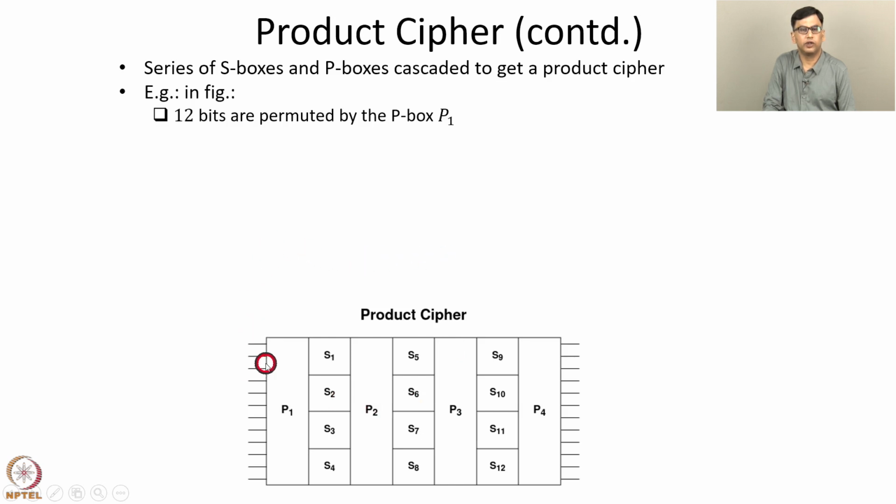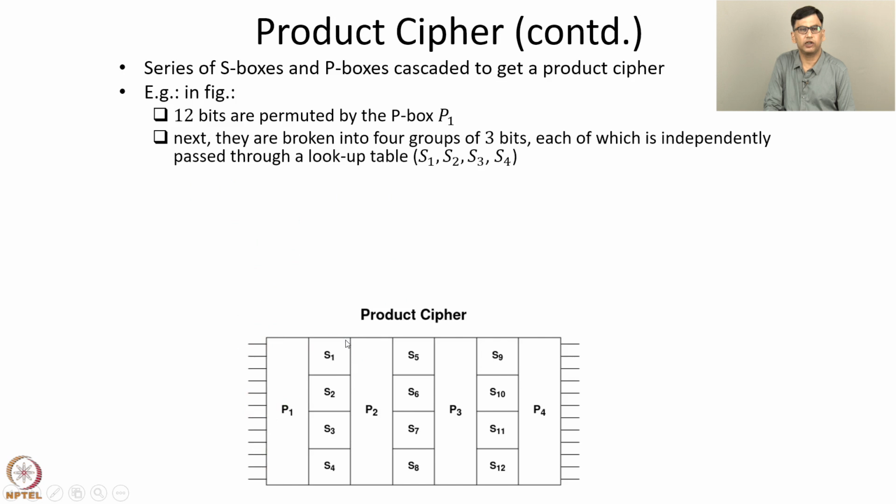So here k is 12, that is, the plaintext length is 12 bits, and the ciphertext length is also 12 bits. These 12 bits of the plaintext are first permuted by the P box P1, and then the result is broken into 4 groups of 3 bits each, and each of these groups is independently passed through a lookup table. These lookup tables are S1, S2, S3, S4. These are S boxes. Then the outputs of the 4 lookup tables are combined, and they are then passed through this P box P2, and so on. So this process transforms the plaintext to the ciphertext.